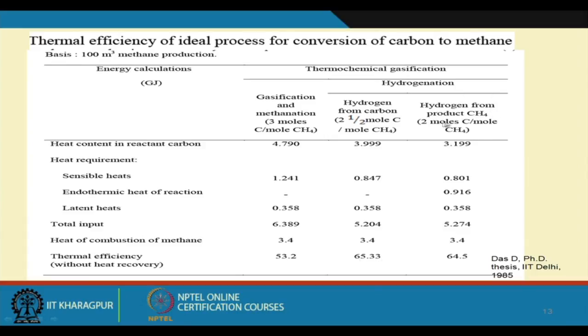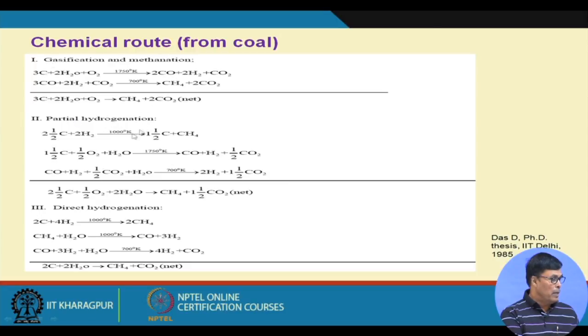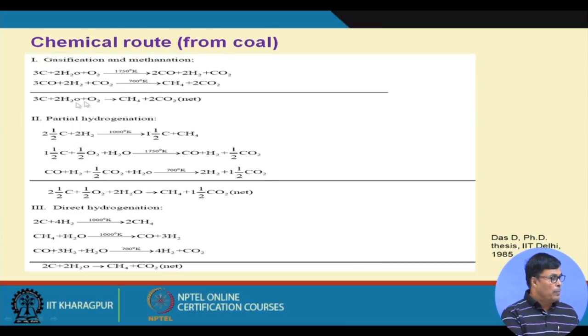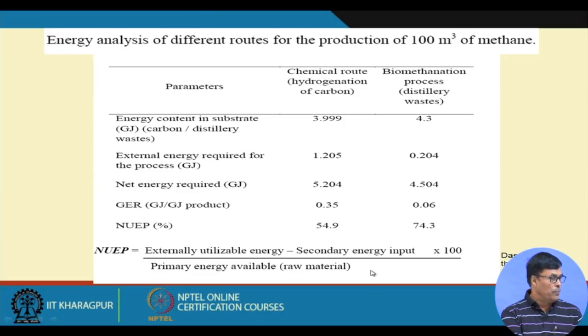Hydrogen from the product methane is like this. I can show you the gasification and methanation, partial hydrogenation and direct hydrogenation. If you look at these processes, the second process appears to be better as compared to the other 2 processes. The partial hydrogenation is quite attractive from the energy point of view. Now, that is how we compare these processes with the biological process.